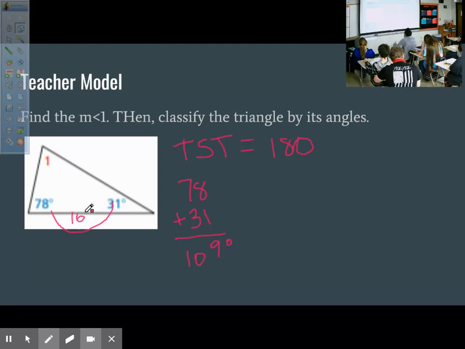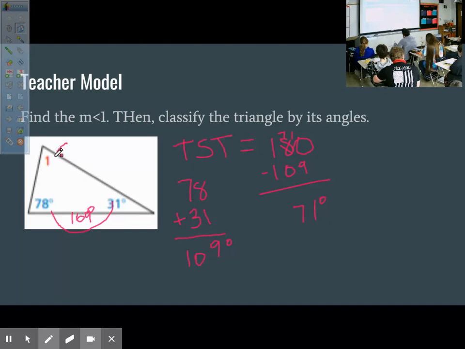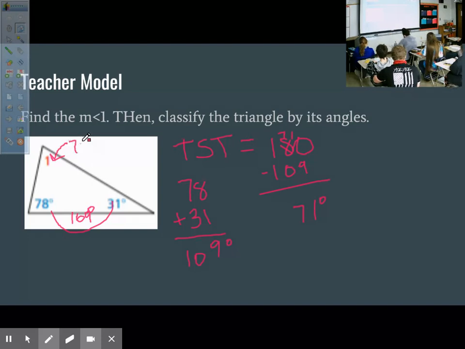Well, they're all three supposed to add up to 180, so I would do 180 minus 109. 10 minus 9 is 1, 7 minus 0 is 7, so the measure of angle 1 would be 71 degrees. Alright, then it says to classify it. None of them are congruent, none of them are obtuse, none of them are right, so this would be an acute triangle.